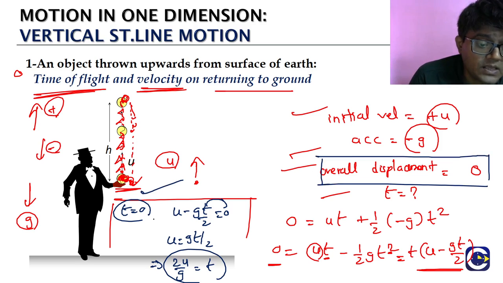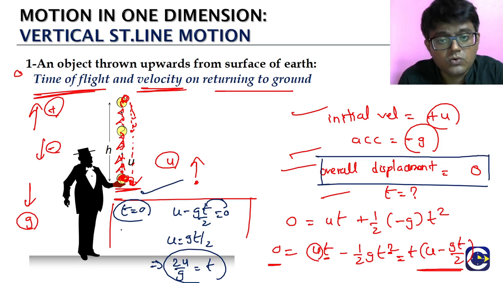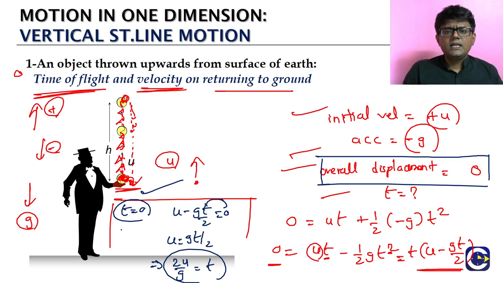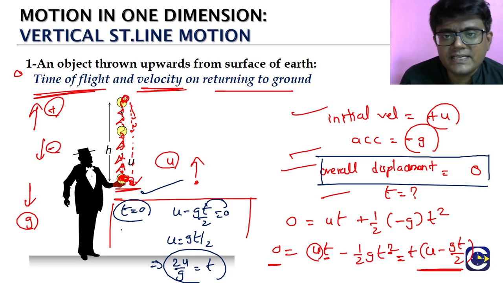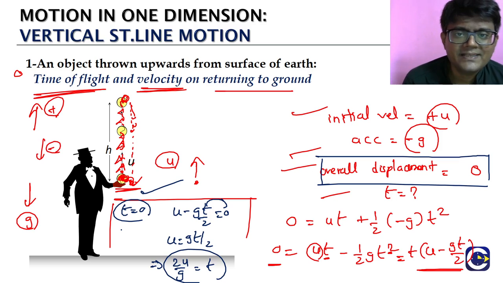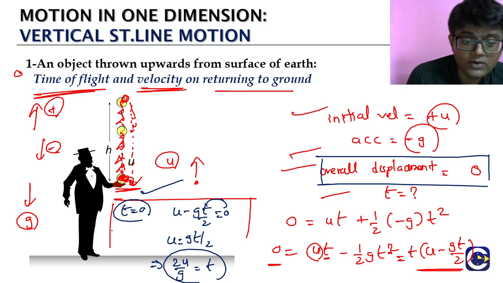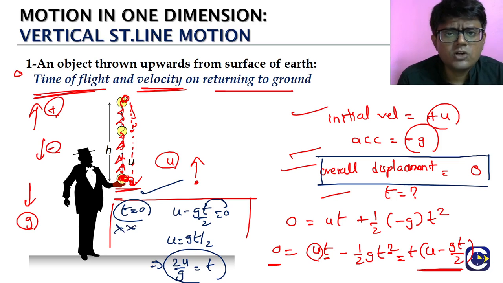What are the two roots? One root is telling us t is equal to 0, which is obvious. Why? Because t is equal to 0 means we have not even started the journey. In that case, what will be the displacement? 0. That is not what we are looking for. We know very well t equal to 0 means displacement will be 0 only.